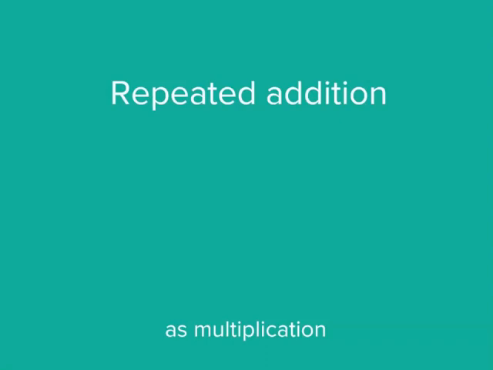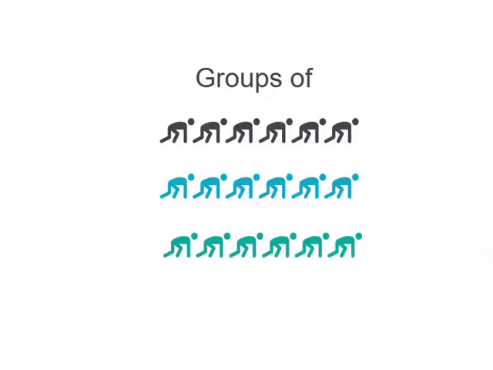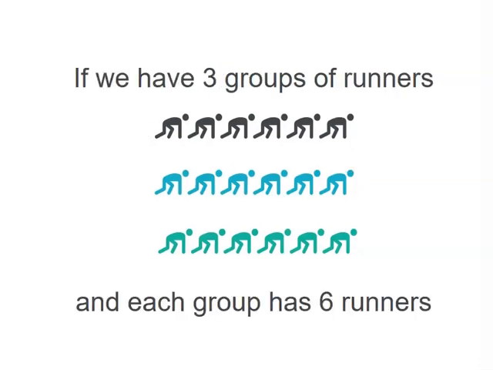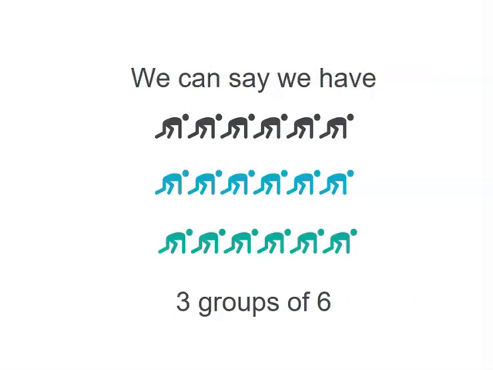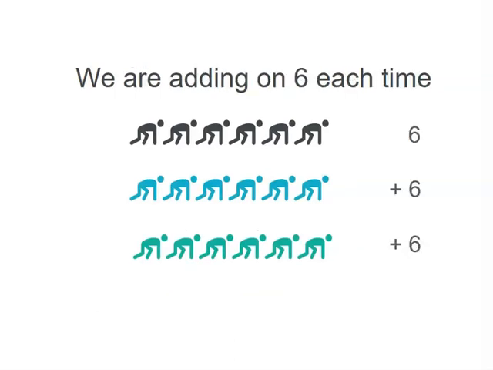Let's have a look now at repeated addition and how that can help us with multiplication. We've got groups of runners here, a grey group, a blue group and a green group. If we have 3 groups of runners and each group has 6 runners, we can say we have 3 groups of 6. We're adding 6 on each time.